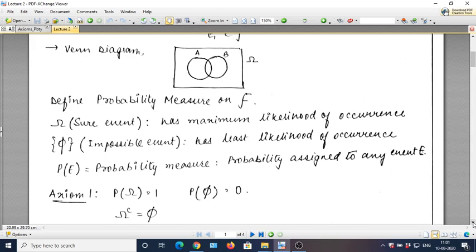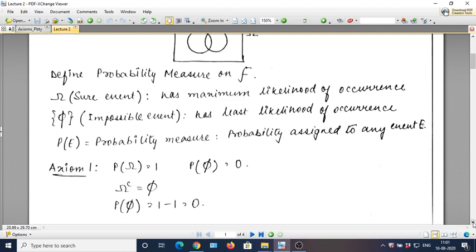So we set the probability of occurrence of the sample space to be 1, which is the maximum value it can take, and the probability of occurrence of the impossible event to be 0, and therefore the probability of occurrence of any given event E should lie in between 0 and 1. Now it can also be seen that the empty set is nothing but a complement of the sample space, and later using one axiom we can see that the probability of this can also be arrived at using another axiom. That is, the probability of occurrence of the impossible event is 1 minus the probability of occurrence of the sample space, and therefore it is 0.